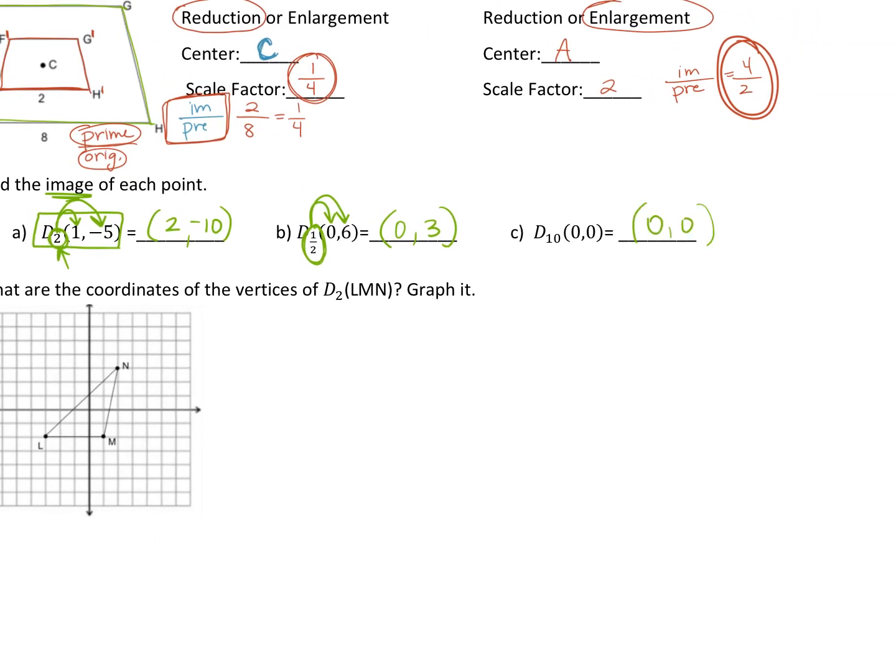So in other words, D is your center of dilation on this one, right? If it's 0, 0 and it doesn't change, that would be your center of dilation. So number 2 would be a reduction, because it's a number less than 1, yes. And then A is an enlargement. A and C are enlargements.